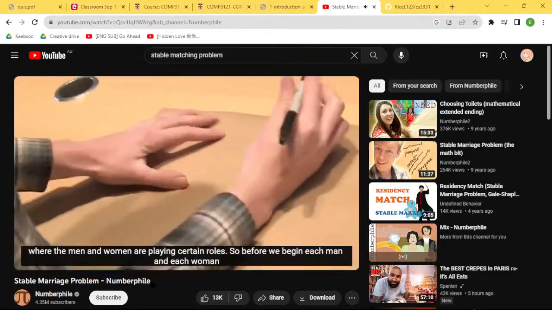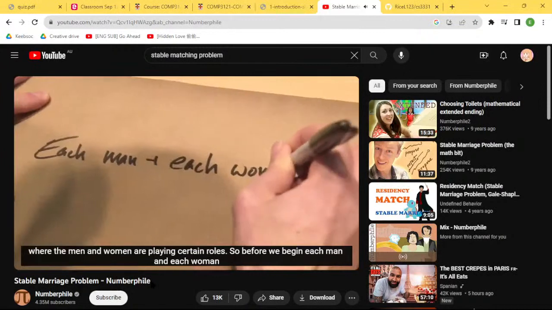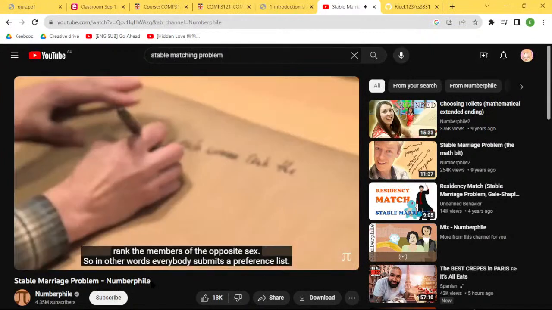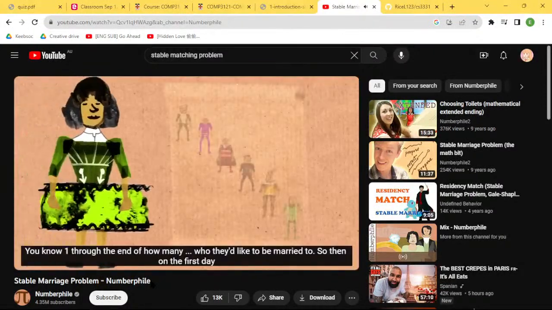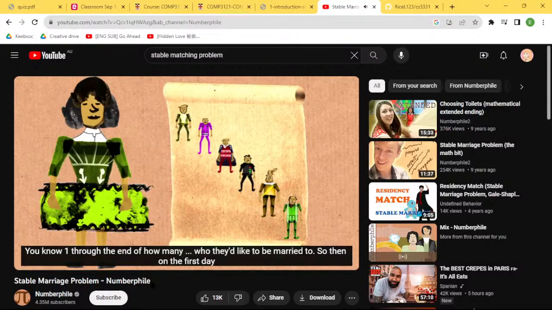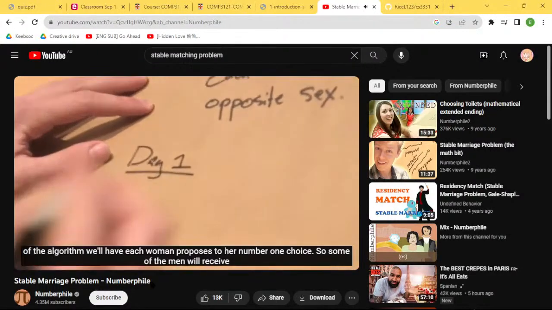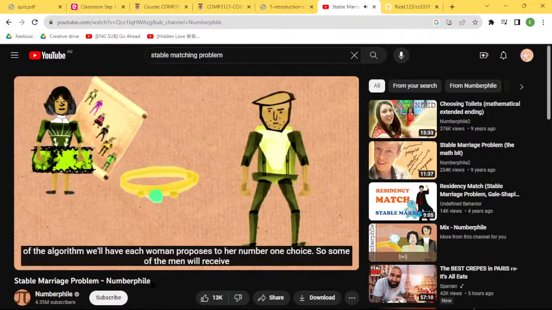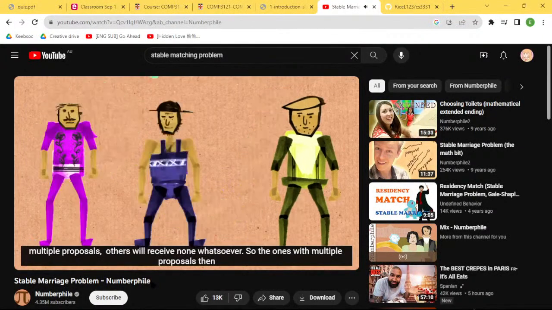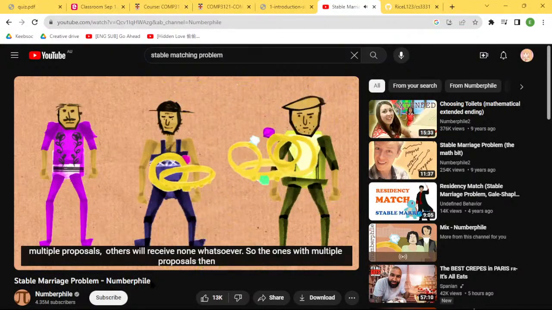So before we begin, each man and each woman rank the members of the opposite sex. So in other words, everybody submits a preference list, 1 through the end of how many, of who they'd like to be married to. So then on the first day of the algorithm, we'll have each woman propose to her number 1 choice. So some of the men will receive multiple proposals, others will receive none whatsoever.